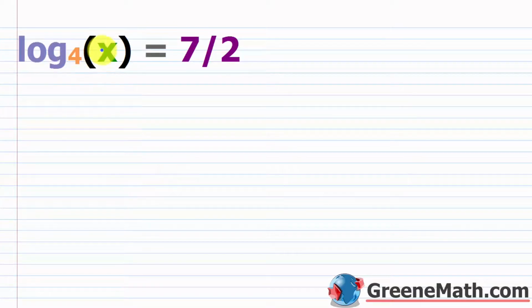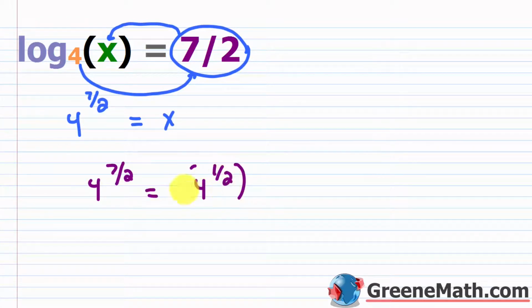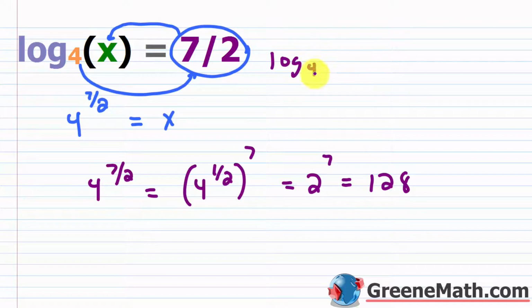What about log base 4 of x equals 7/2? Well, again, let's set this up in exponential form. So you've got your base 4, raised to the power of 7/2, and this equals x. Now, we don't need to do anything fancy here. We just need to figure out what is 4 to the power of 7/2. And remember, this can be written as 4 to the 1/2 power raised to the 7th power. And 4 to the 1/2 power is the square root of 4, which is 2. So this is 2 to the 7th power, which is 128. So again, I could write this as log base 4 of 128 equals 7/2, because 4 to the 7/2 power gives me 128.